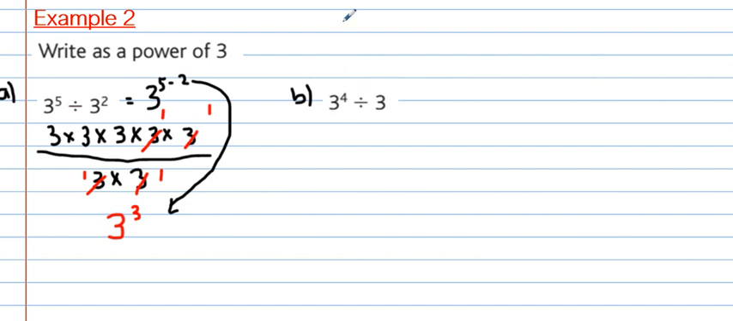Here's another example. I've chosen this example because students get confused when it's just a number by itself with no power. If it doesn't have a power, it means it is to the power of 1. So we're going to write 1 there. Then we use the same laws of indices. We are dividing, so the base stays the same. The base here is 3, and we do 4 take away 1. And that will give us 3 cubed as well.